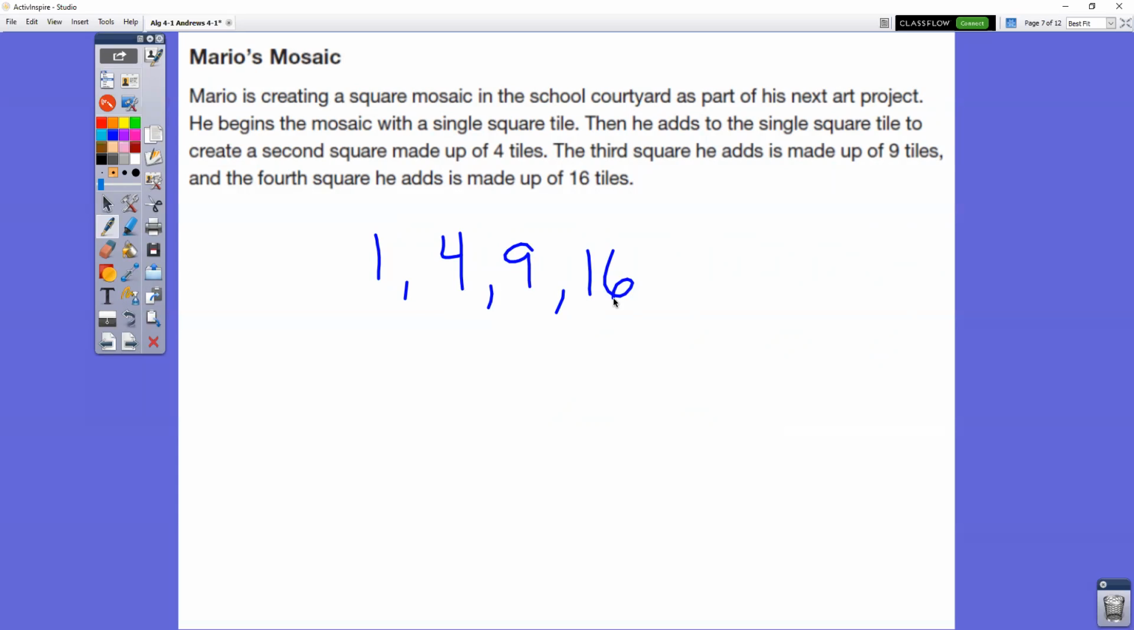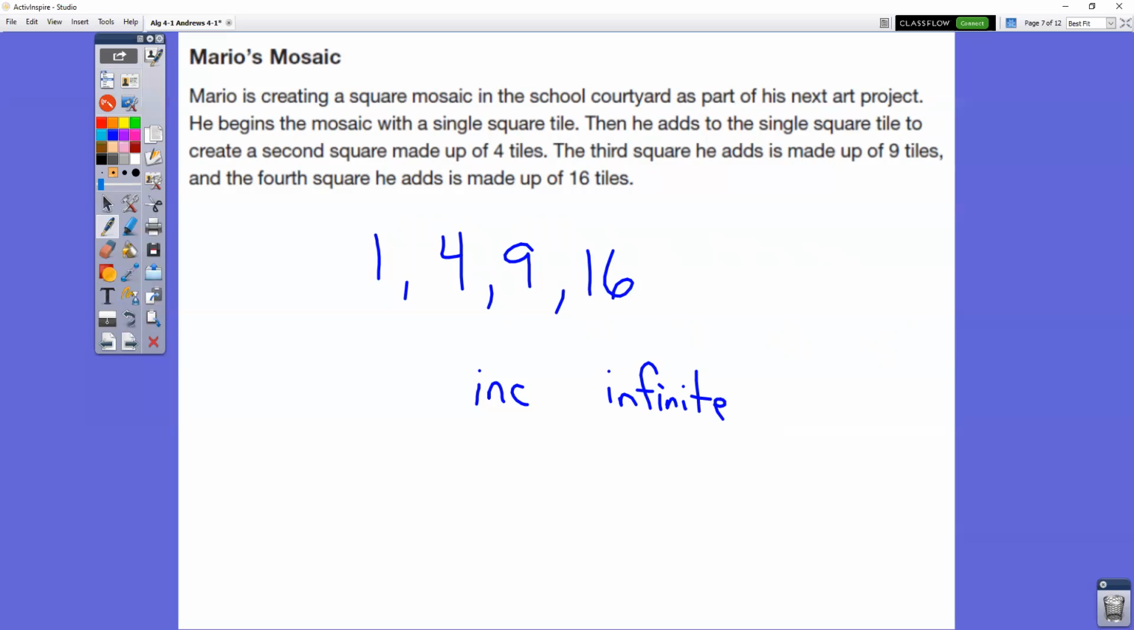So what are we doing each time? First of all, we are increasing. Now this one, to determine whether it's finite or infinite, let's just say that he has access to an unlimited number of tiles. Yes, maybe you run out of money or something like that, but let's say for the sake of argument that it's going to be infinite because it keeps on getting bigger and bigger. Let's just say that he had unlimited resources.